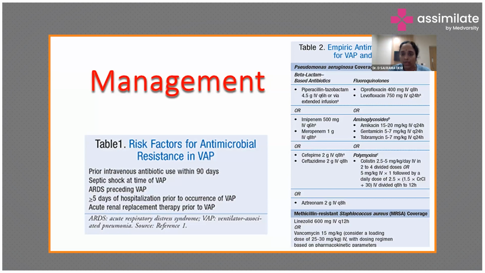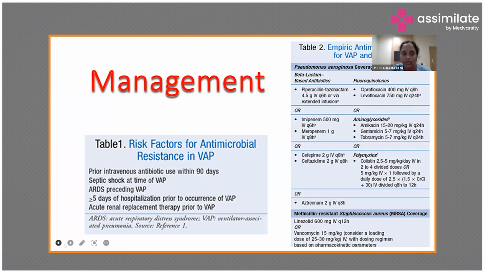And if you're suspecting Pseudomonas aeruginosa, you can go for beta-lactam based antibiotics like piperacillin tazobactam, or if you're suspecting BLI resistance, then you can go for meropenem, and for MRSA coverage, you can go for vancomycin or linezolid.